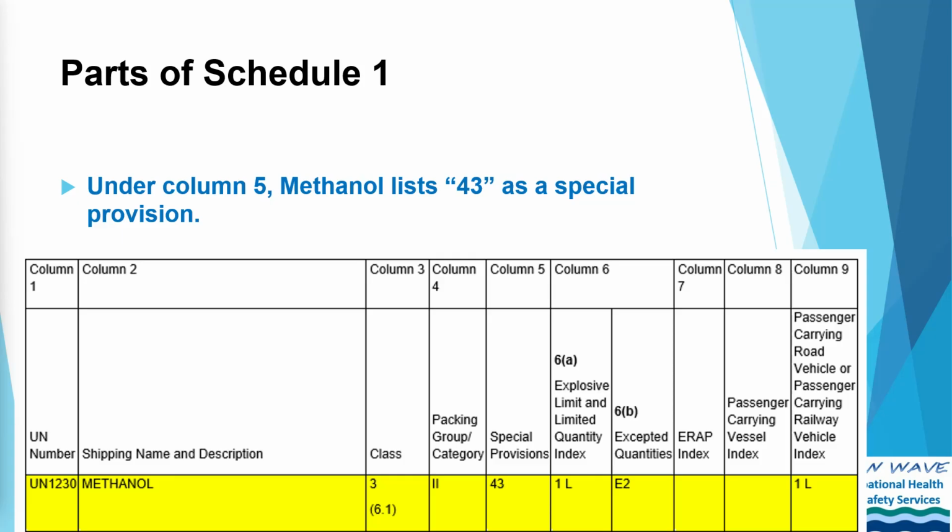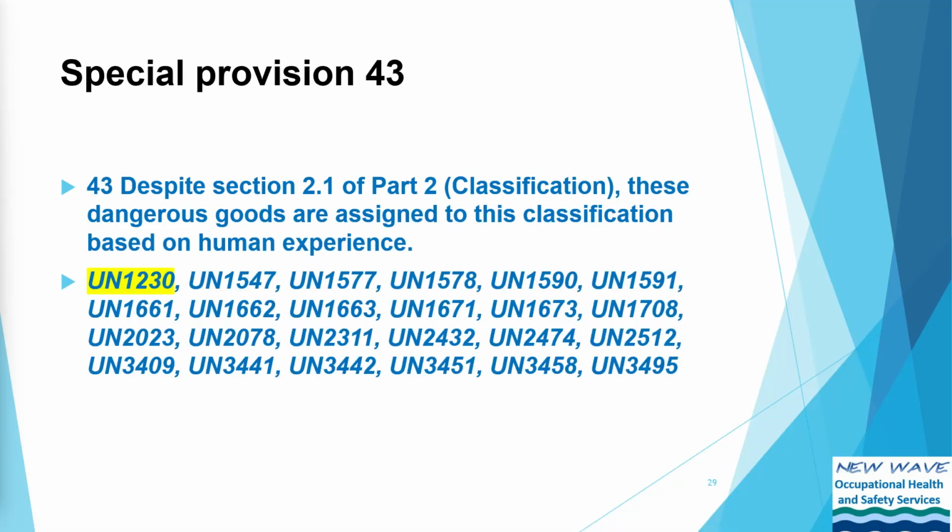Now let's look at an example of a special provision. Under column 5, methanol lists 43 as a special provision. So what does special provision 43 say? It says, despite section 2.1 of part 2 classification, these dangerous goods are assigned to this classification based on human experience. Very technical language. But put in plain English, it means even though methanol does not meet the criteria for being class 6.1 toxic, we are putting it there anyway.